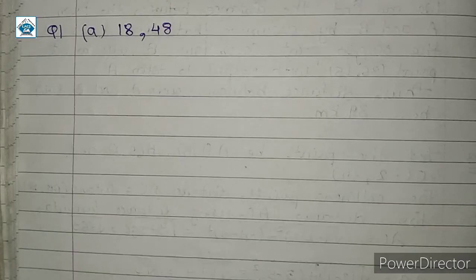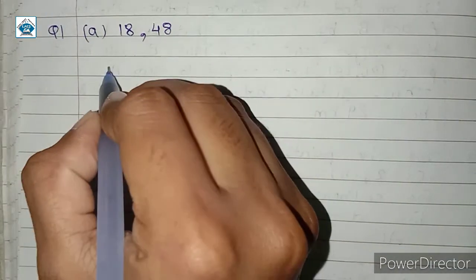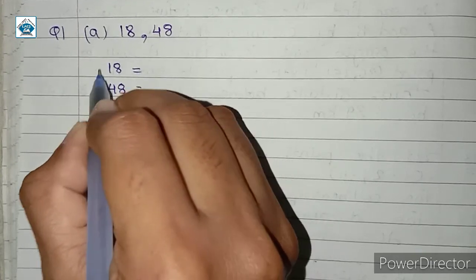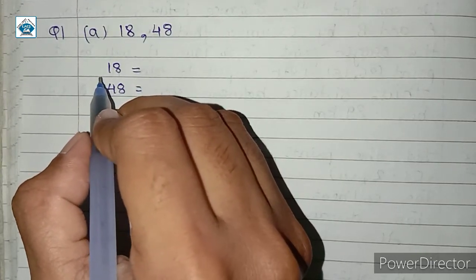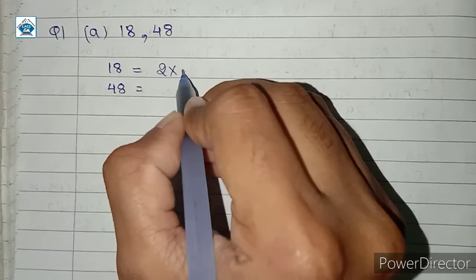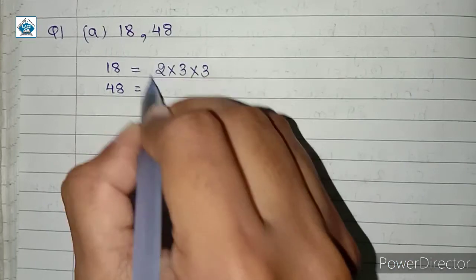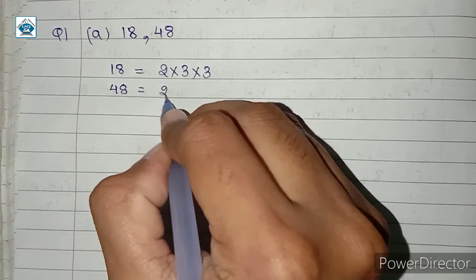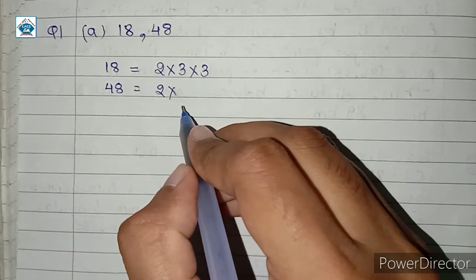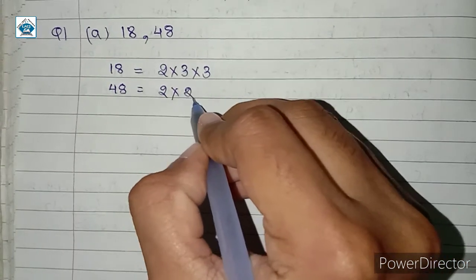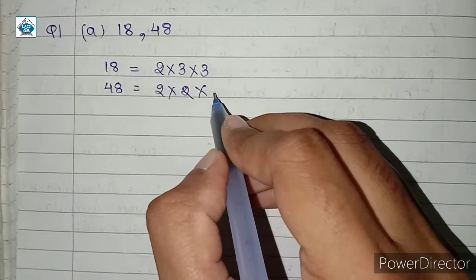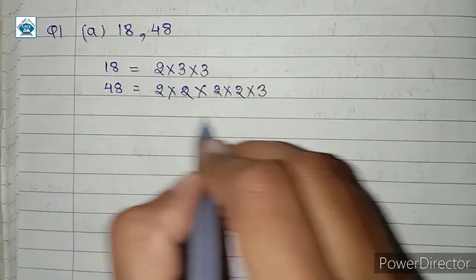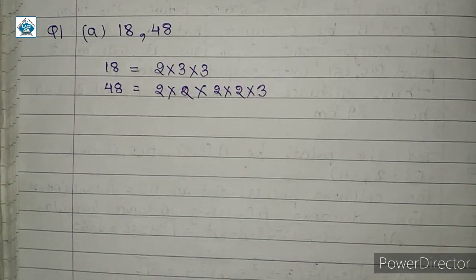So for finding the highest common factor of 18 and 48, we will first of all factorize 18 and 48. We know that 18 is 2 multiplied by 9, and 9 can be written as 3 multiplied by 3. So the prime factorization of 18 is 2 multiplied by 3 multiplied by 3. In the same way, 48 is 2 multiplied by 24. When we prime factorize 24, we will have 2 multiplied by 12. So we write 2 because it is a prime number, and 12 we can factorize as 2 multiplied by 2 multiplied by 3. So this is the prime factorization of both the numbers 18 and 48.